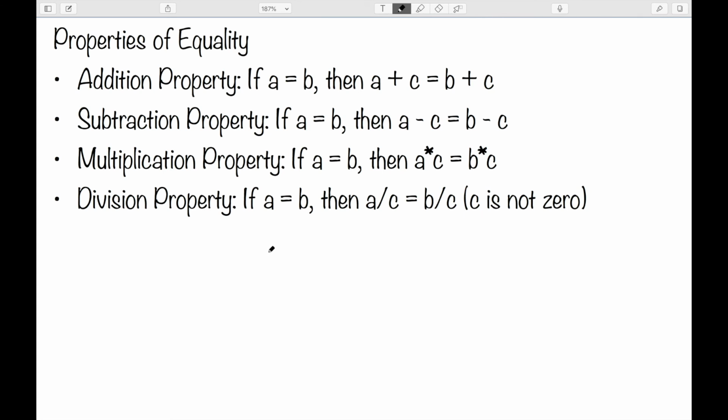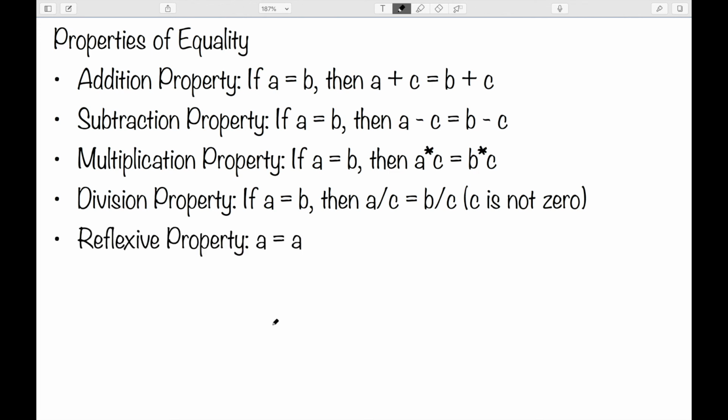Similarly, we have the division property. If A is equal to B, then A over C is equal to B over C, where C is not equal to 0. So I can divide both sides of an equation by the same number as long as it's non-zero. I know that I have 6 stickers and you have 6 stickers. I give half of mine away and you give half of yours away, we would still have the same amount.